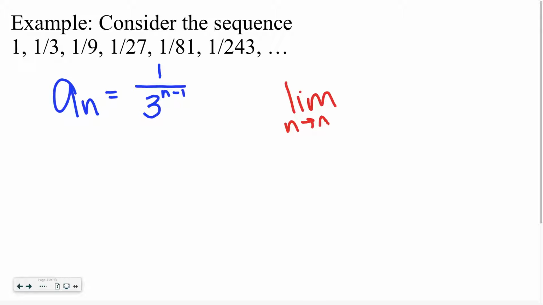So now let's take the limit of a sub n. What happens in our limit when we have 1/infinity? It equals 0. So this sequence converges to 0.